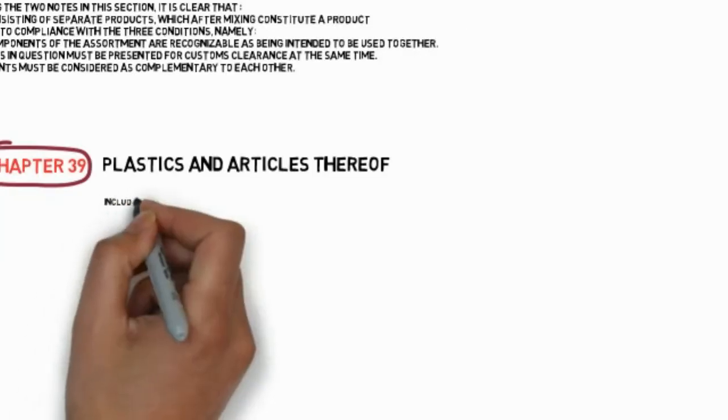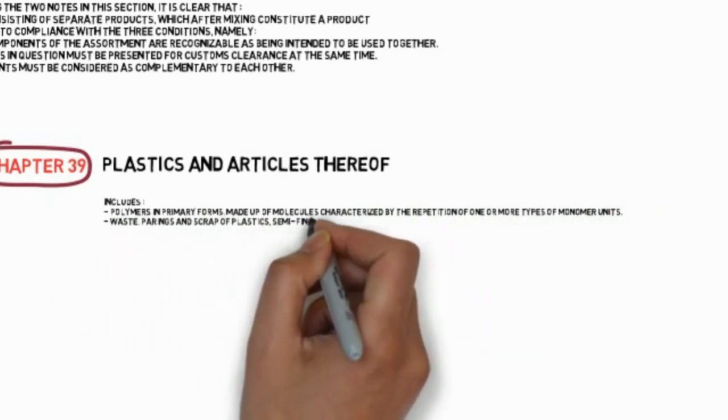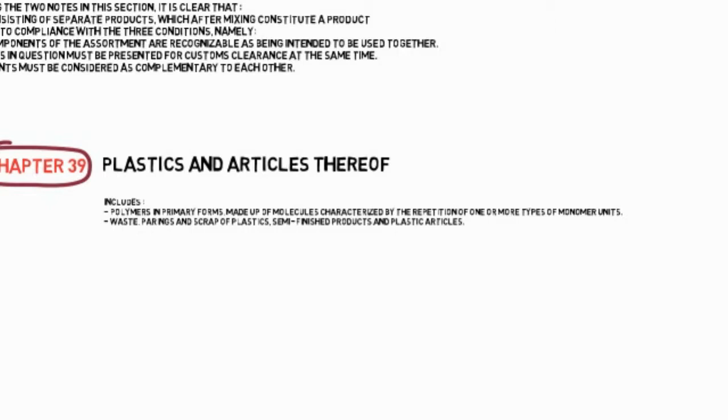Chapter 39, Plastics and articles thereof. This chapter is divided into two parts. Subchapter 1 includes polymers in primary forms, which are made up of molecules characterized by the repetition of one or more types of monomer units. These primary forms of polymers include polyacetates, polyesters, polyamides, resins, silicones and cellulose, divided into 14 positions in numbers 39.01 to 39.14. Subchapter 2 includes waste, parings and scrap of plastics from number 39.15, semi-finished products and certain plastic articles.